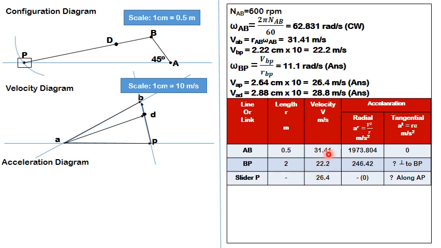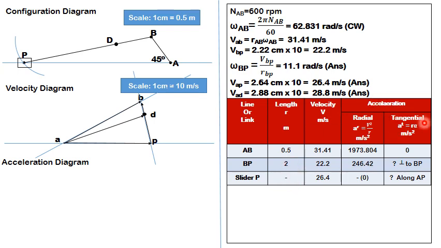So obviously velocity, if you check, we already calculated the velocity of AB is 31.41, that's what I have written. Velocity of BP is 22.2, and velocity of AP, that means the slider velocity, is 26.4. Now acceleration, as I told, has two mutually perpendicular components. One is called the radial component, another is called the tangential component. The radial component is velocity squared divided by r, I mean this column squared divided by r. That's what I have calculated here. For the first one it comes as 1973, for the second one it comes as 246.42, and for the third one it will be 0 because the radius is 0.